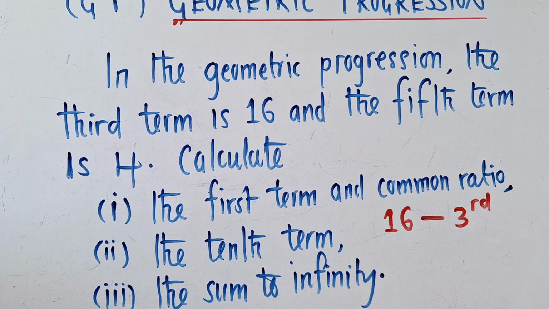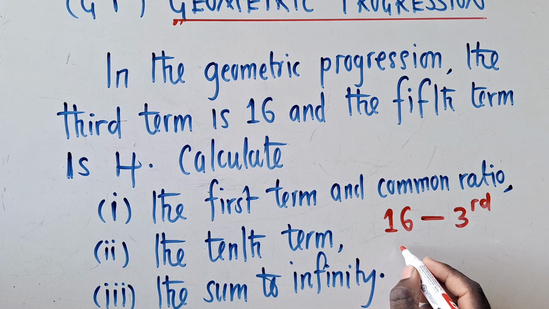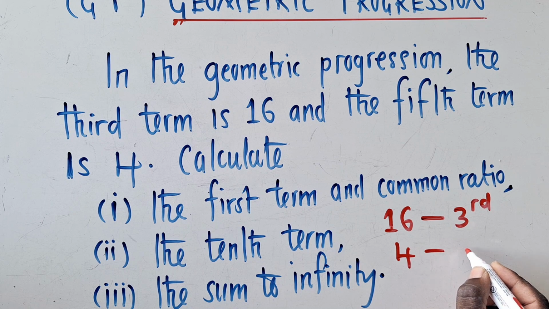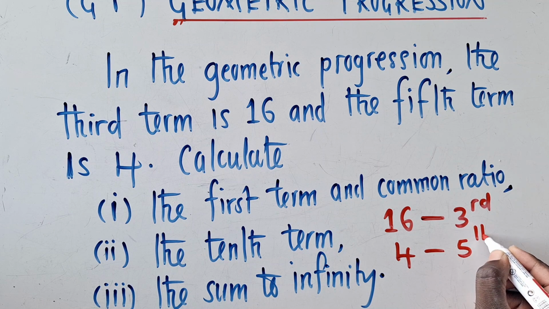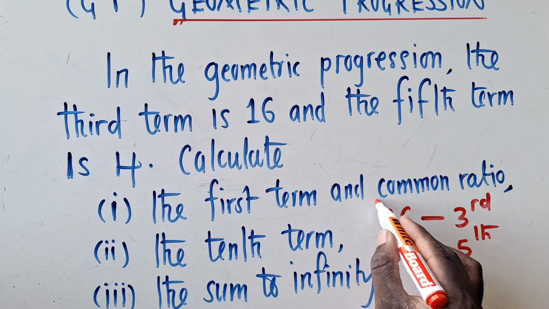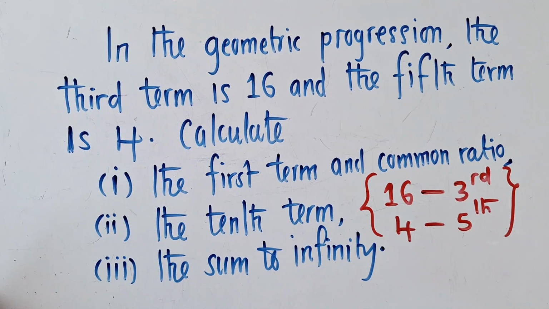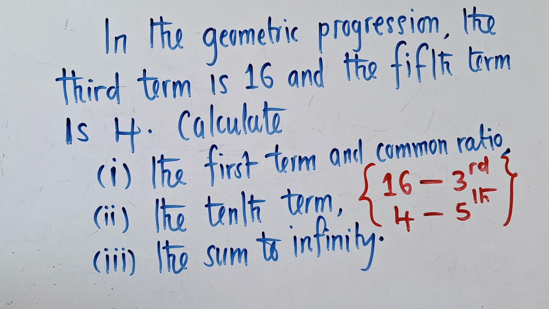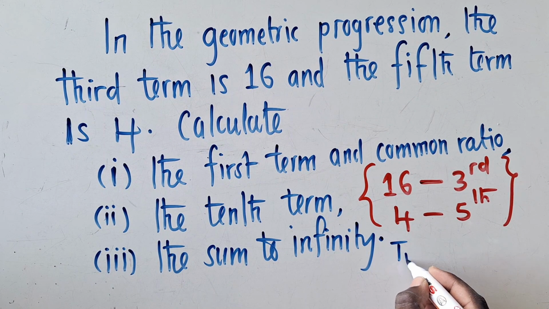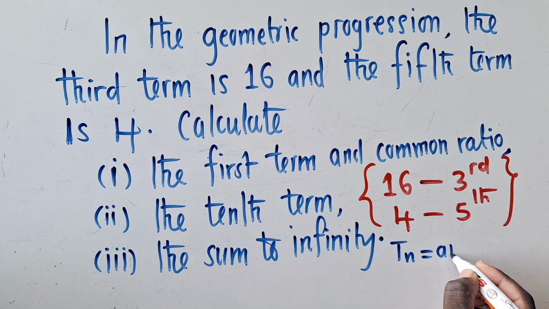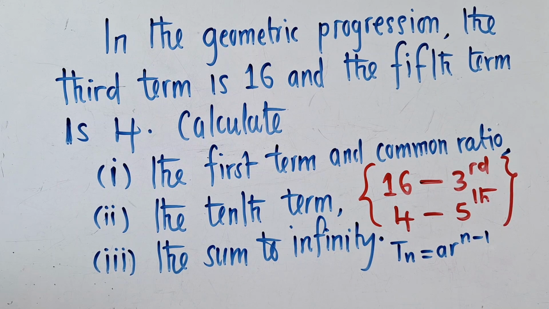So this is our third term. And 4 is our fifth term. So just these two things will be able to answer our question. So we can say the formula for finding the term is right here. This is a formula for finding the term and is what we are going to use.